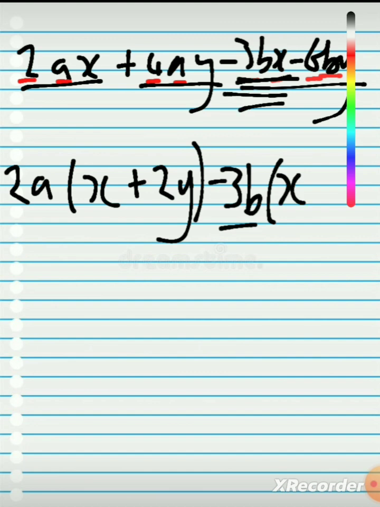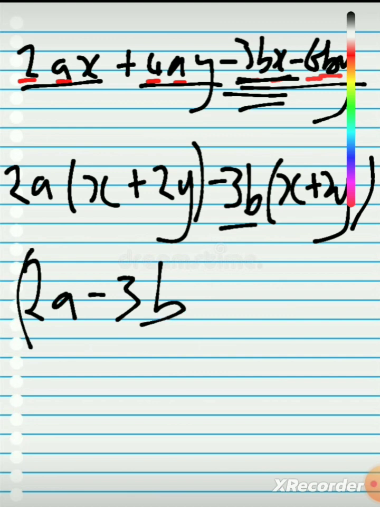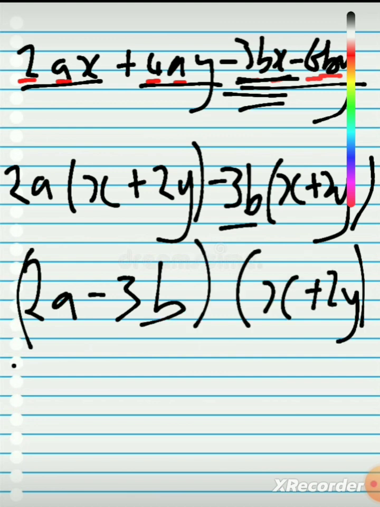Then negative 6by, we divide it by negative 3b. It's going to be plus 2y, okay? So now what is outside the bracket, we put it together. And what is inside the bracket, we put it together. So this is the answer.